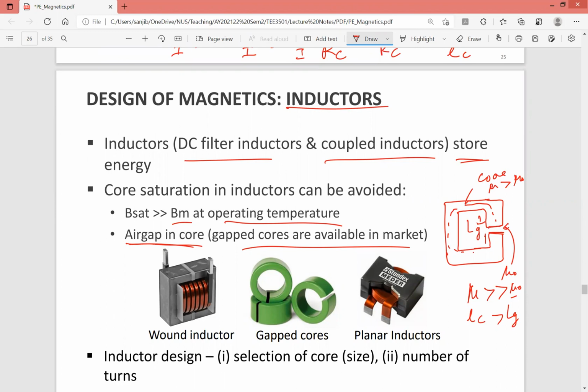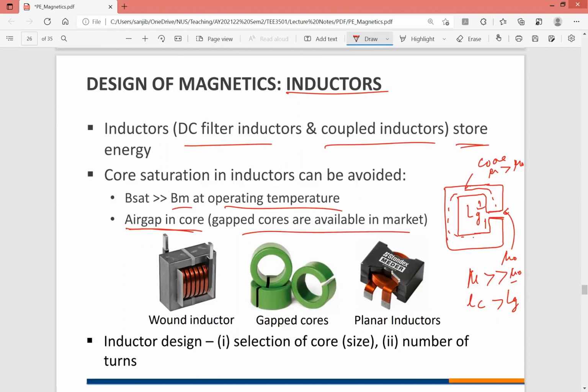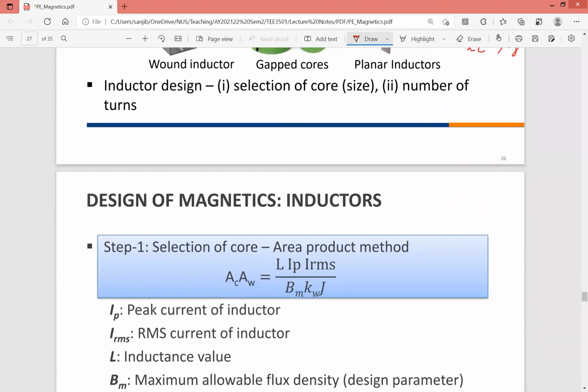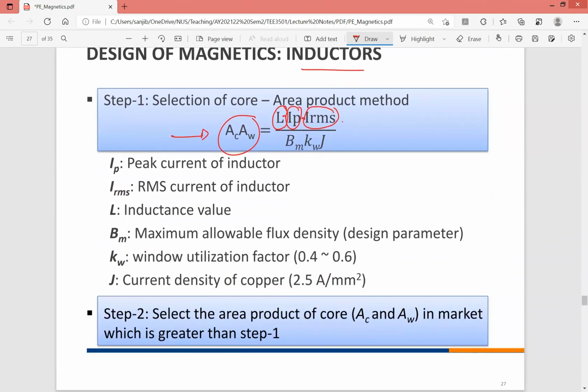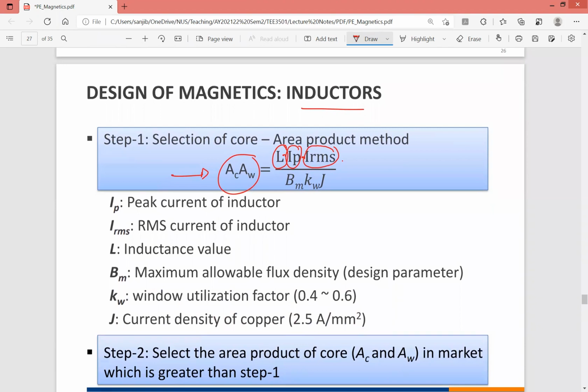Okay, so this is basically how you design the inductor. The steps are given here, but the starting point to find the area product is not VA, because in the transformer it was the VA rating. Here, it is the inductance value multiplied by the peak current multiplied by the RMS current. You have to know the required inductance, the peak value from the converter simulation or analysis, and the RMS value. Based on this, you find out what the core area should be. That's basically the only difference: your starting point would be L, IP, and IRMS.